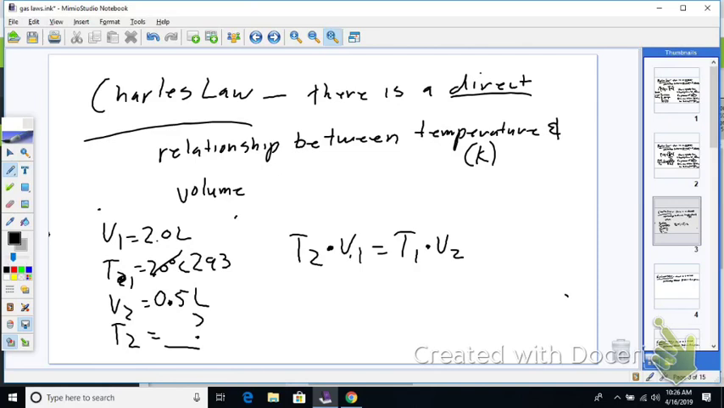Okay, so this would be T2 equals T1 times V2 over V1, right? Because I divide both sides by V1. So that would be 293 Kelvin times V2, 0.5.